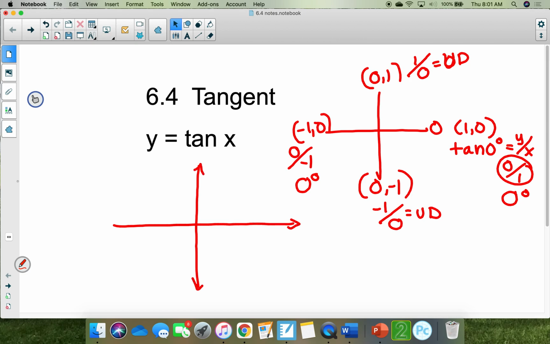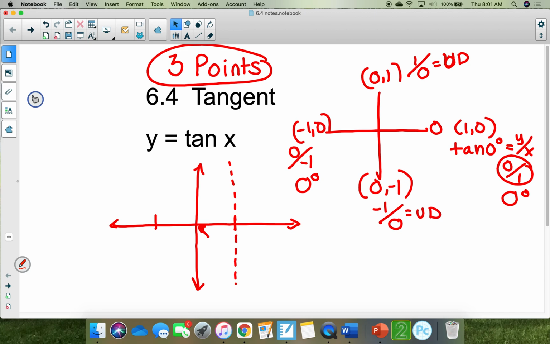When you did sine and cosine, I asked you to get 5 points. Today you only need 3 points when you do this assignment. You need the 0, the origin. You need 1 on either end of the origin. These are the asymptotes.